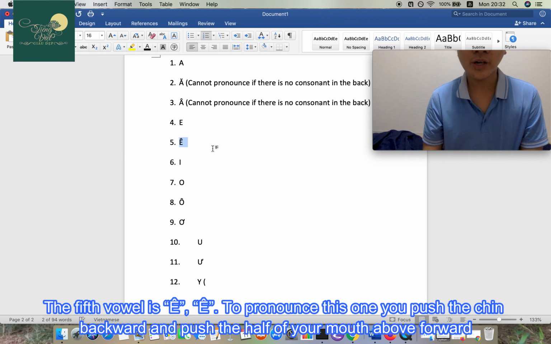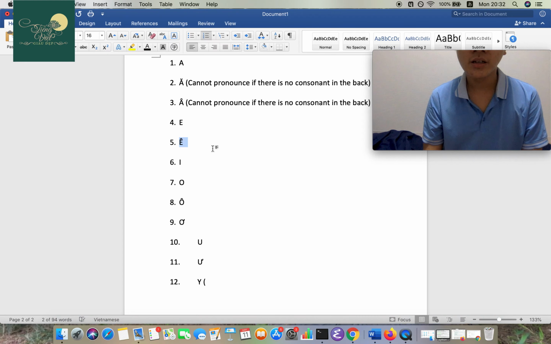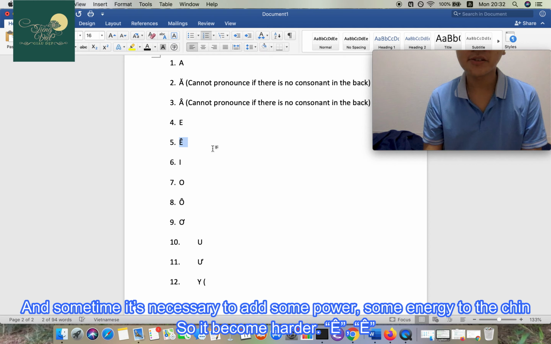The fifth vowel is A. To pronounce this one, you should push the chin backward and push the half of your mouth above forward. And sometimes it's necessary to add some power, some energy to the chin, so it becomes harder.